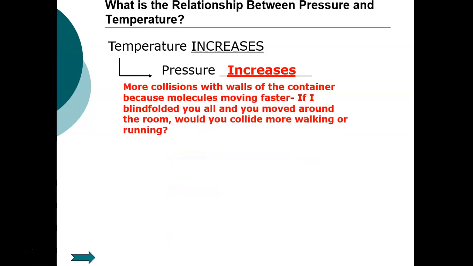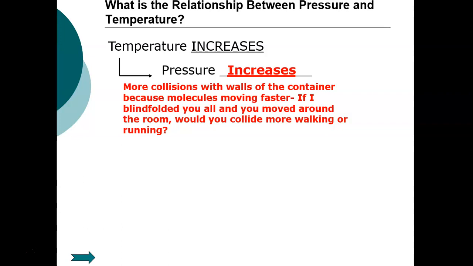All right, so first let's talk about temperature. So let's think about what happens as temperature increases. So if you imagine your molecules in a container, and here when we talk about pressure and temperature, we're going to assume that volume is staying constant. So think about the molecules in your container. As temperature increases, the molecules are going to start moving faster. So what are they going to do? They're going to collide more. So that means that the pressure is going to increase. Okay? More collisions with the walls of the container because the molecules are moving faster.